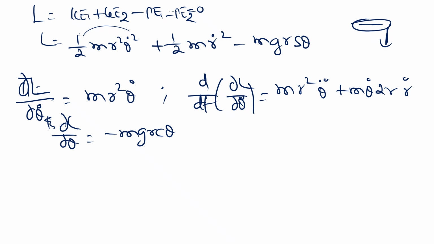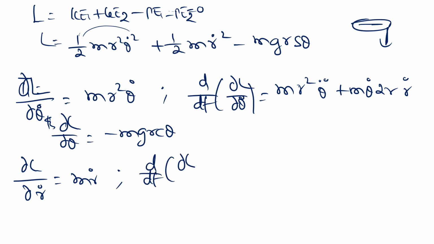So this is done. Then next you have to calculate dou L by dou r dot. r dot is the variable. So you don't have r dot here. Here you have r dot, so the 2 will come over here. So 2 gets cancelled. You will have m r dot. Then here there is no r dot. So next one is d by dt of dou L by dou r dot, which is m r double dot.